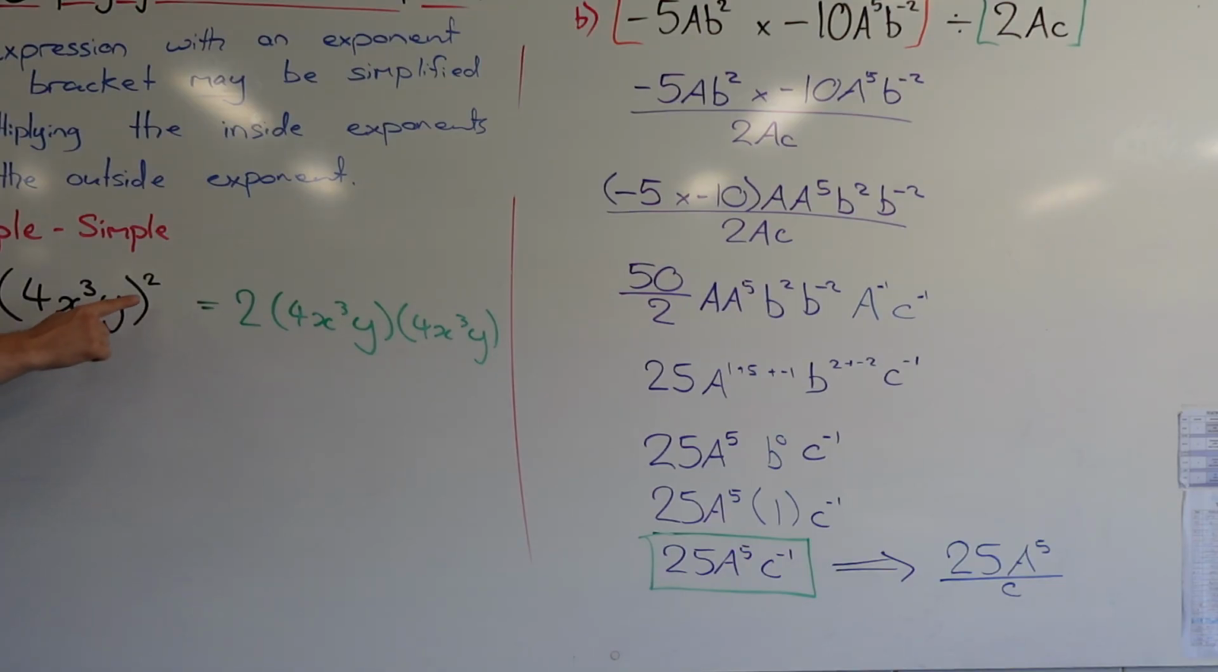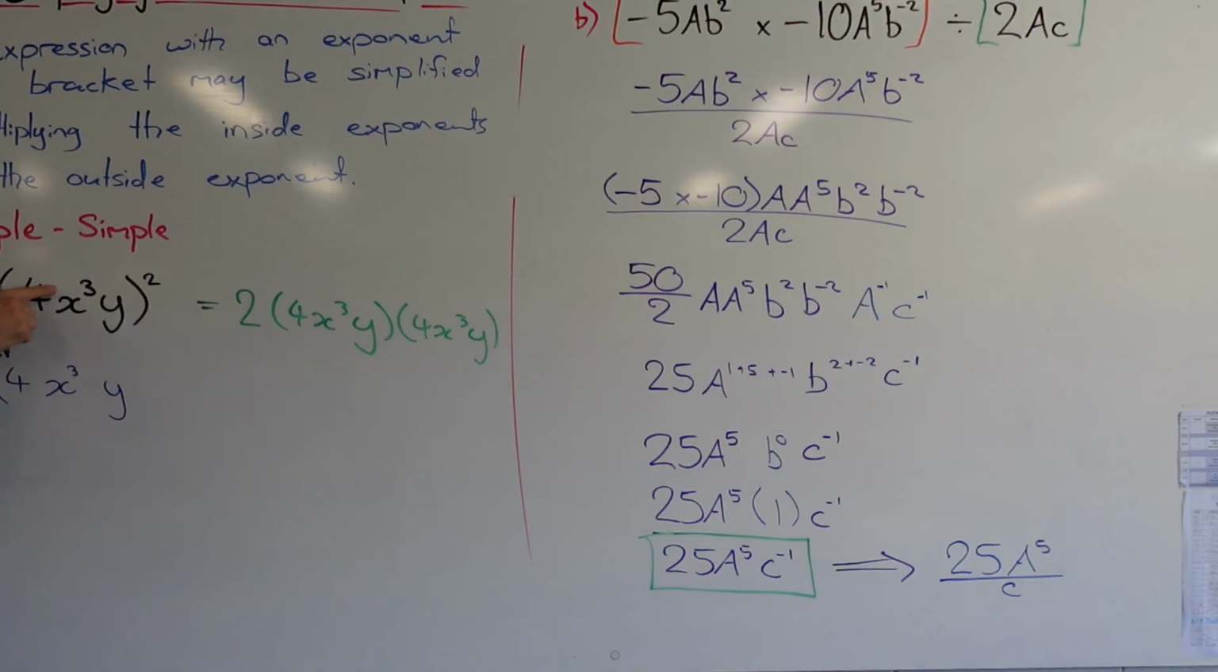What we're allowed to do is use this new rule up here. Whenever we see a bracket with an exponent on it, then every exponent inside the bracket will be multiplied by the exponent outside the bracket. So next line, it's going to become 2, because that's outside. We're not dealing with that yet. Inside, it's going to be 4x to the 3 and then y.